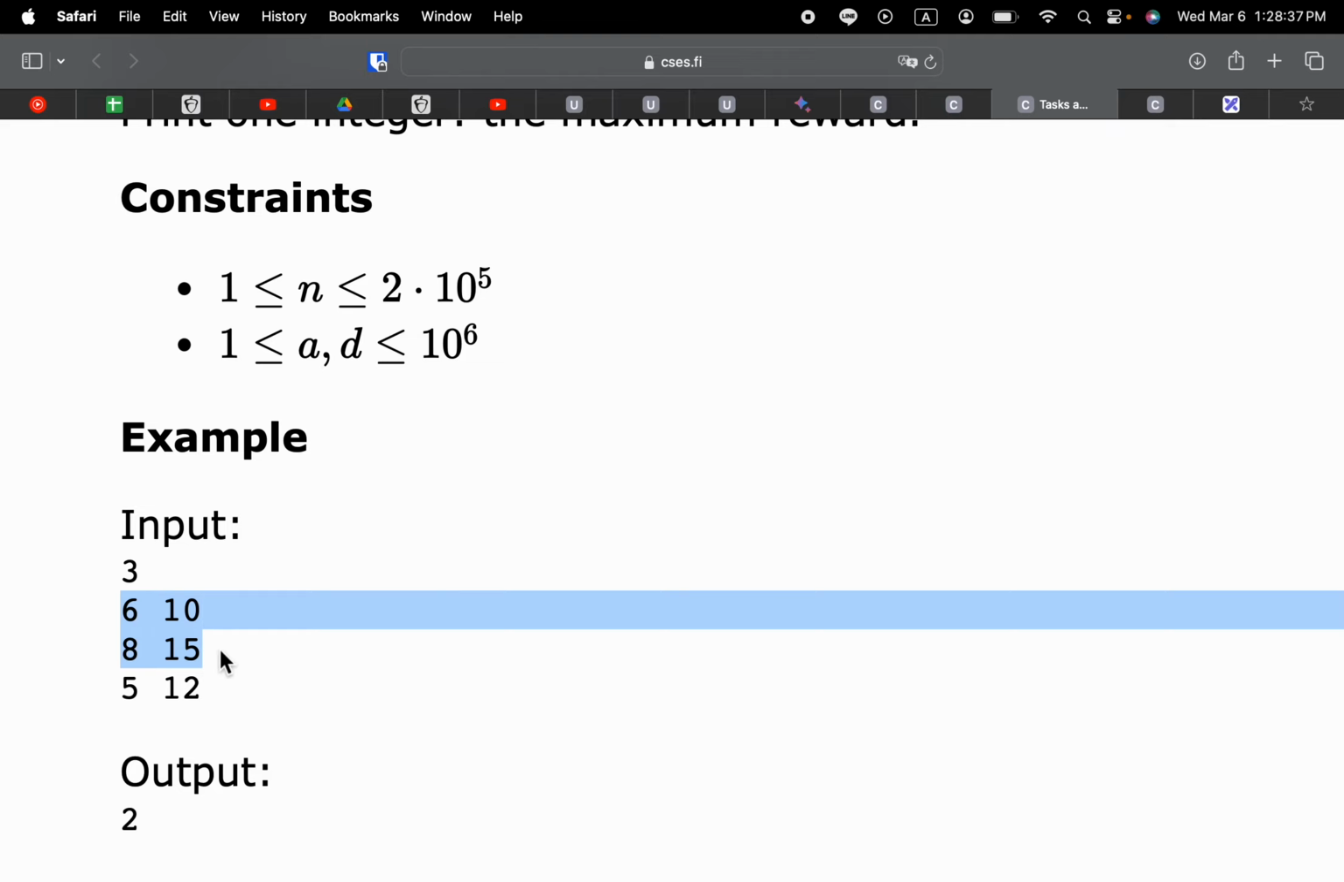Cool? Okay, so now you think about how to do this. What is the maximum reward if you act optimally? Oh, also, you have to do all of the tasks, even if the task will give you a negative score.